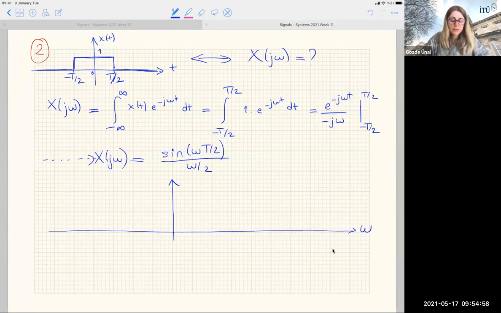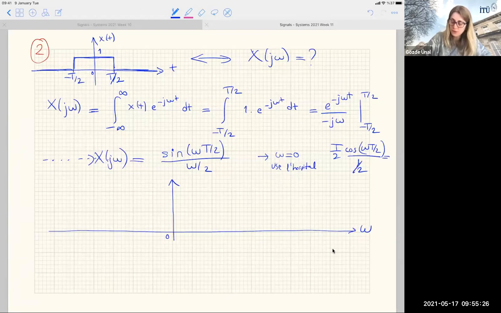Omega. At omega equals 0, there is a 0 in the denominator. We use L'Hopital's rule, remember? For omega 0 value, I can take the derivative of both numerator and denominator. So use L'Hopital, and then we find t over 2 cosine omega t over 2, with 1 over 2 in the denominator. I have t, for instance, so it's going to be t here.